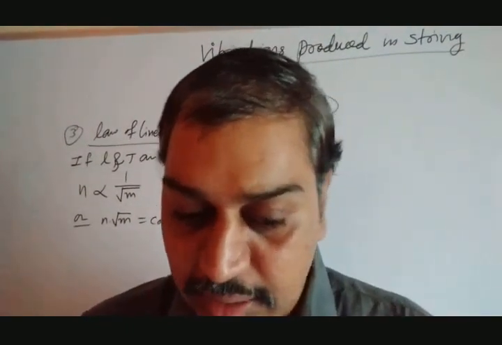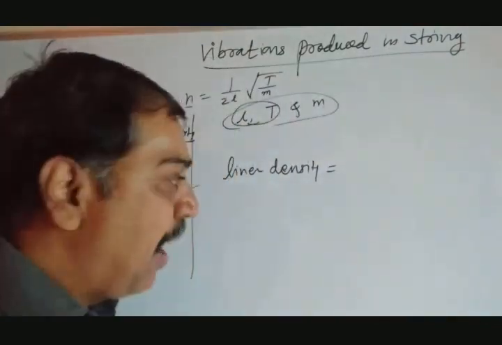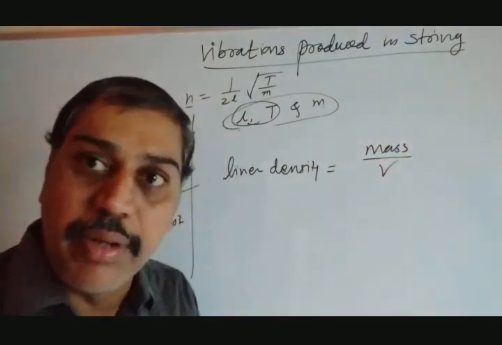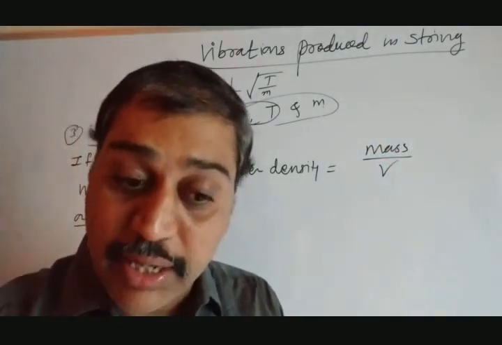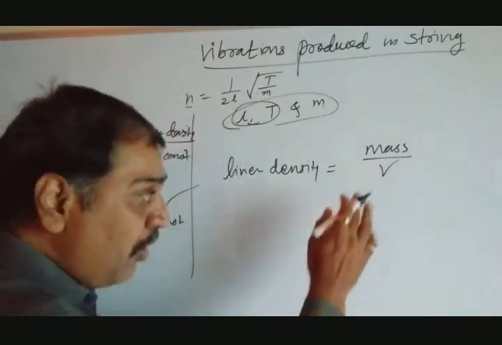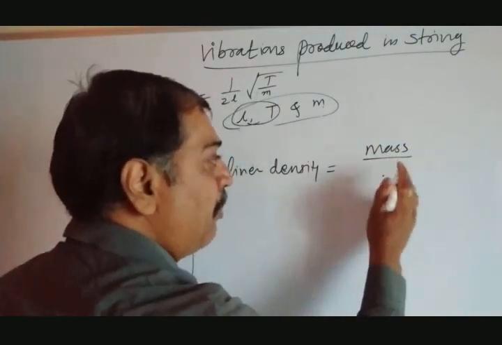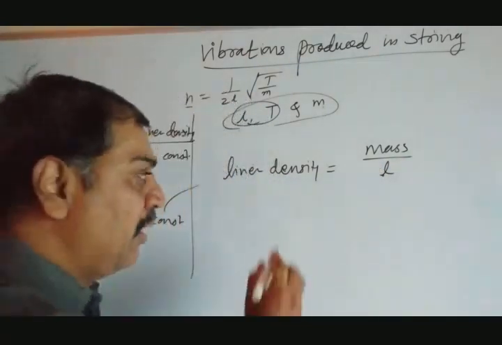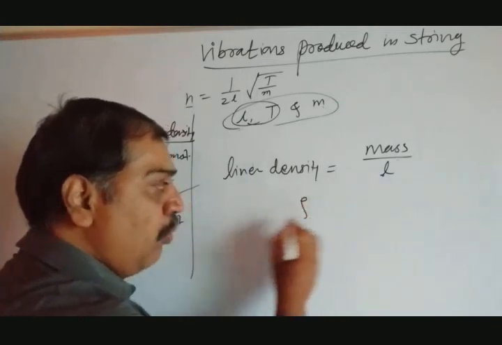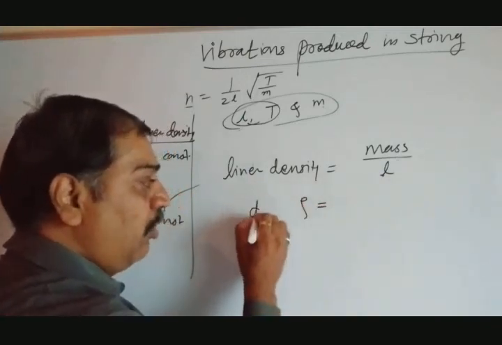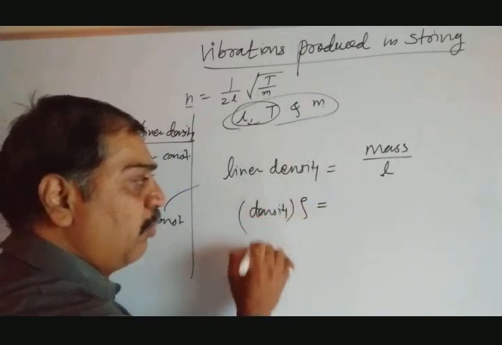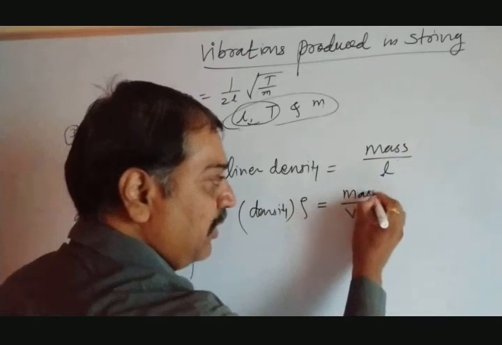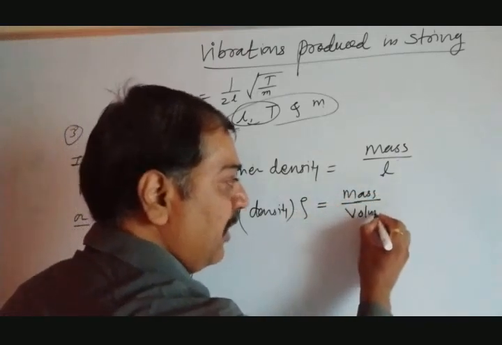So how do we get here? Let's start with linear density. Mass per unit volume, sorry, linear density is linear, so not volume. Linear means length. So mass per unit length is said to be linear density. Now if you remember, simple density is represented by rho. Density equals mass divided by volume. That is said to be density.